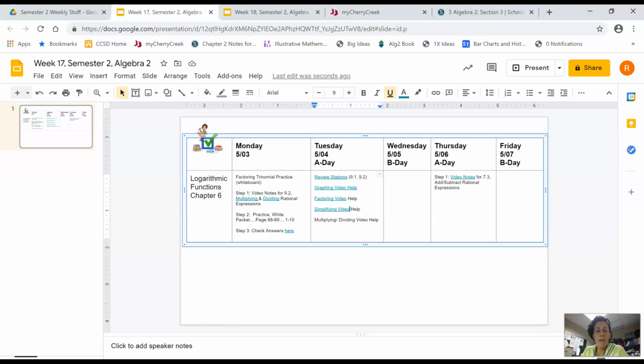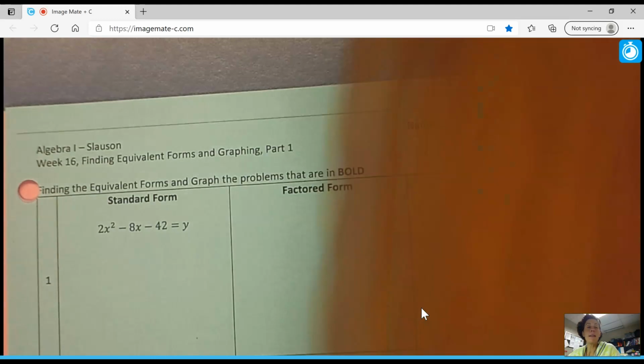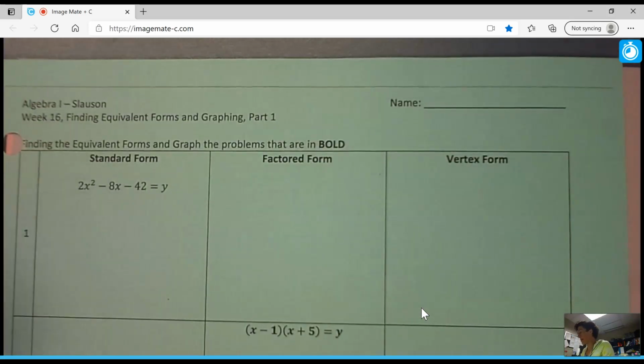Hey everybody, so let me switch screens real quick because I'm not on the right one. We are in week 17 or week 16, I guess, depending on which group you're in. Anyway, on this assignment, you will be working on, given one form, finding the other forms, and I'm going to very much recommend that as we do this, if I can find it, that we have our map up from your notes on page 17.